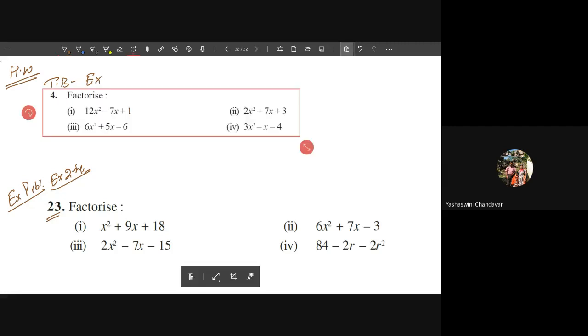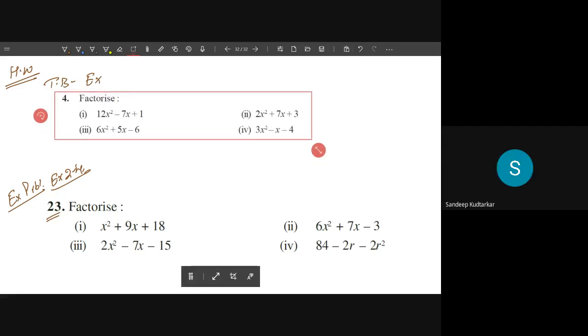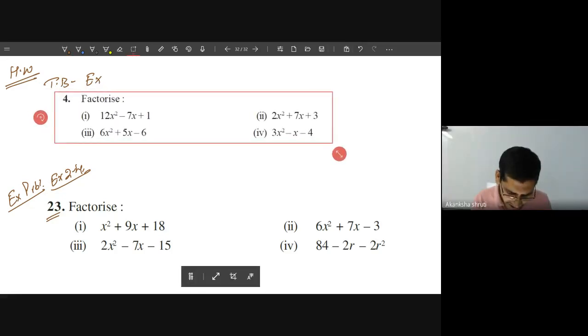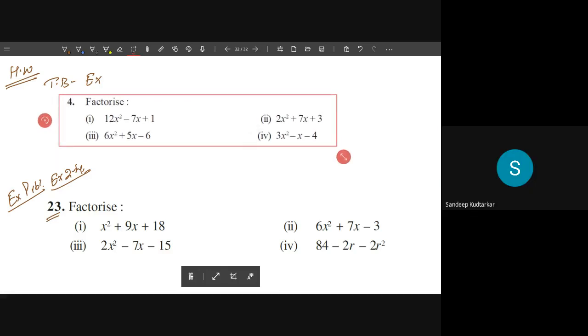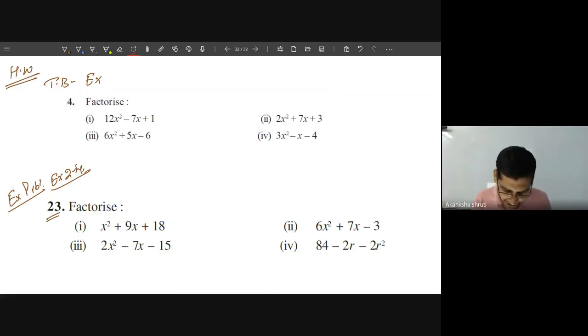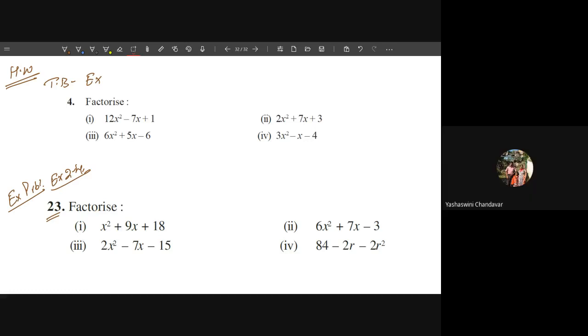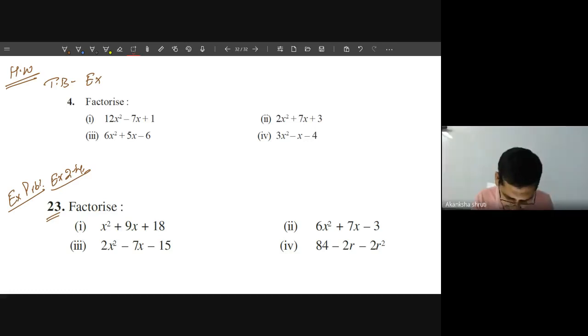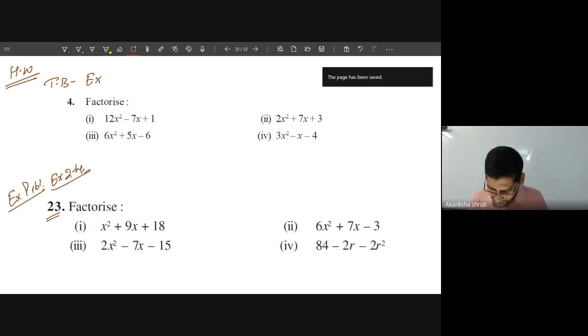Sir, we have done 4 questions. Did you do this by splitting the middle term? Yes, sir, by splitting the middle term. Yes, correct. Students, see here. This question cannot be converted into an identity. So wherever you cannot convert it into an identity, you have to apply middle term splitting. Good, this means we have done it, which is a good thing.